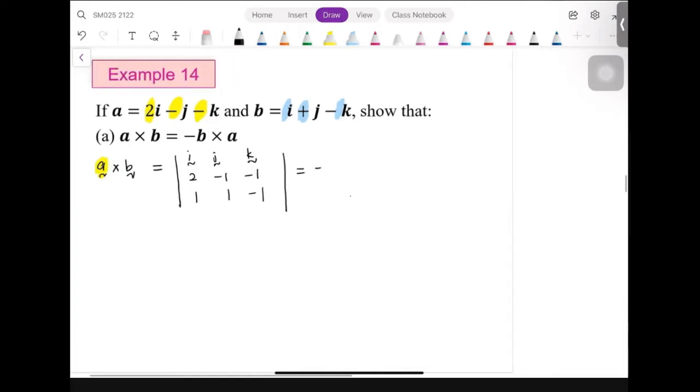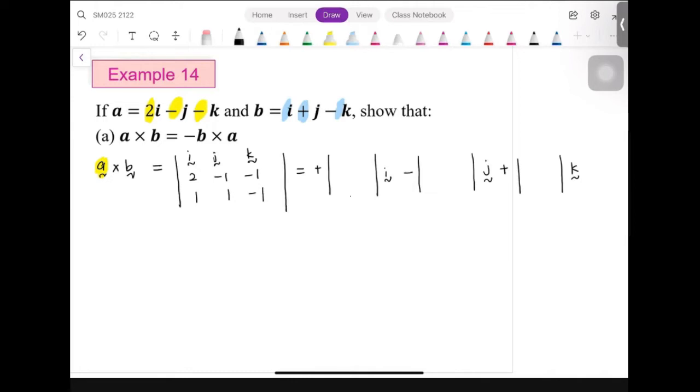Start with plus, open up one modulus, that's for vector I. Minus, open up another modulus, that's for vector j. Plus, open up another modulus, that's for vector k. So how do we find each number for each element?